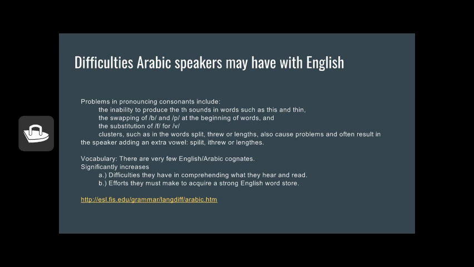Not having these cognates would make it tougher for them to comprehend initially, and you would need a much larger word store or vocabulary. You really need to build that vocabulary. So word walls would be great in the Arabic English learner community. Let's go on. I do have a link there on Arabic grammar for your assistance. That'd be great for you. And on to the next slide.